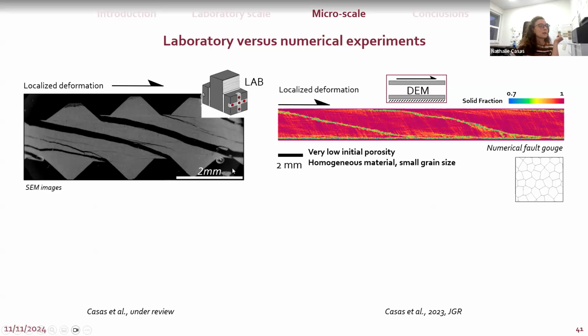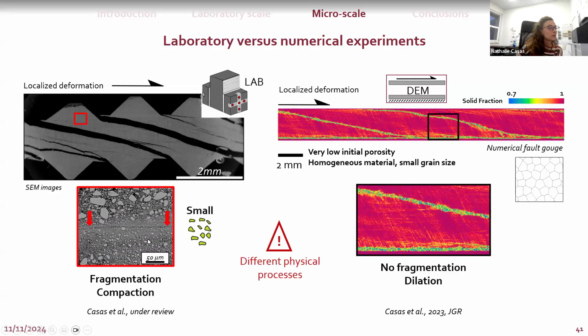Both have a very low initial porosity, homogeneous material, small grain size. And we see that in both cases, we have Riedel bands. Here we don't see it, but there is a boundary shear at the top and bottom boundary. But if we look into details within these shear bands, in the laboratory we have important fragmentation and compaction mechanisms within the bands, while in numerical modeling there was no fragmentation allowed.